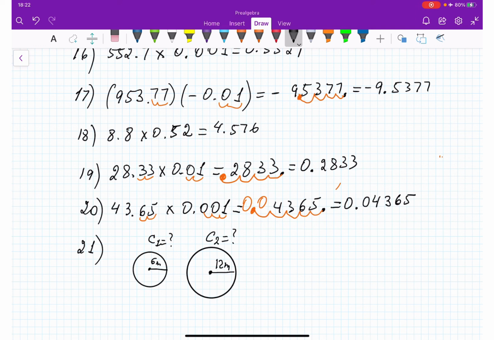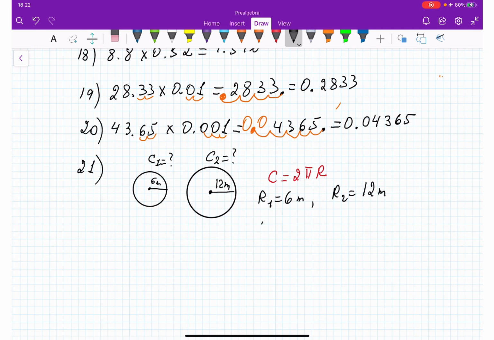Okay, let's solve this question first. The formula for circumference is 2 pi r. So r1 is 6 meters, r2 is 12 meters, which means circle 1 is equal to 2 times, what is pi? Pi is a constant that is equal to 3.14, always, wherever in formulas you see pi. So that means C1 is equal to 2 times pi, 3.14, times 6. C2 is equal to 2 times 3.14 times 12.